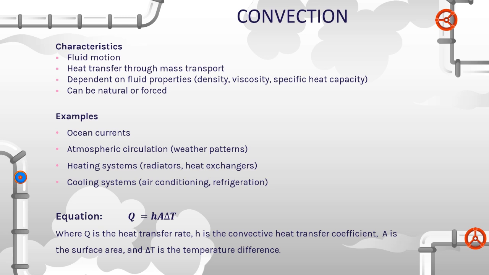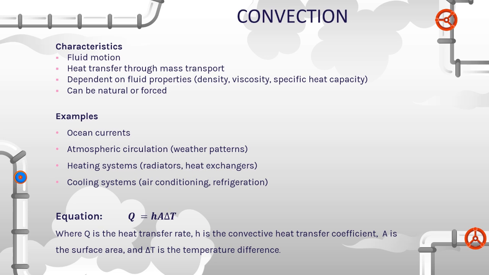Characteristics of convection. In convection, there's fluid motion. In convection, heat transfers through mass transport. Convection depends on fluid properties such as density, viscosity, and specific heat capacity. Convection can be natural or forced.